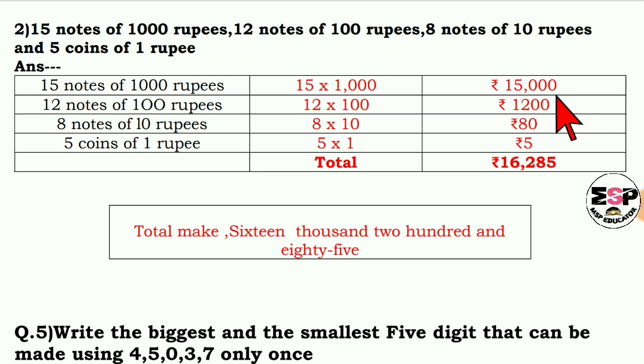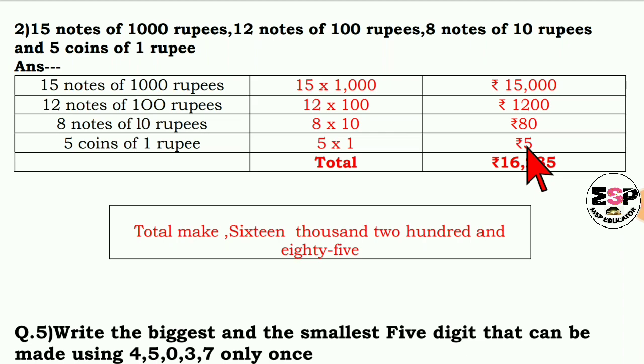Okay. 12 notes of 100 rupees. So do 12 multiplied by 100. It will be rupees 1200. And 8 notes of 10 rupees will be 8 into 10, rupees 80. And 5 coins of 1 rupee is equal to 5 into 1 is equal to rupees 5.